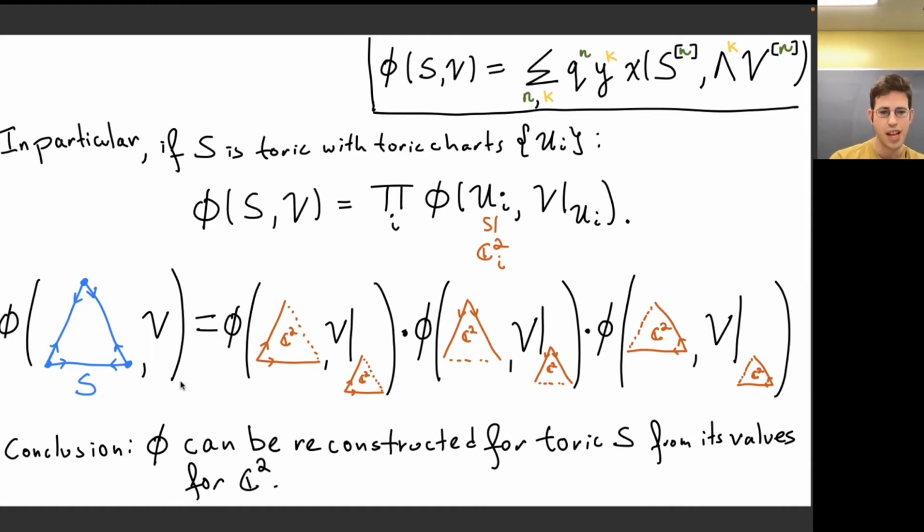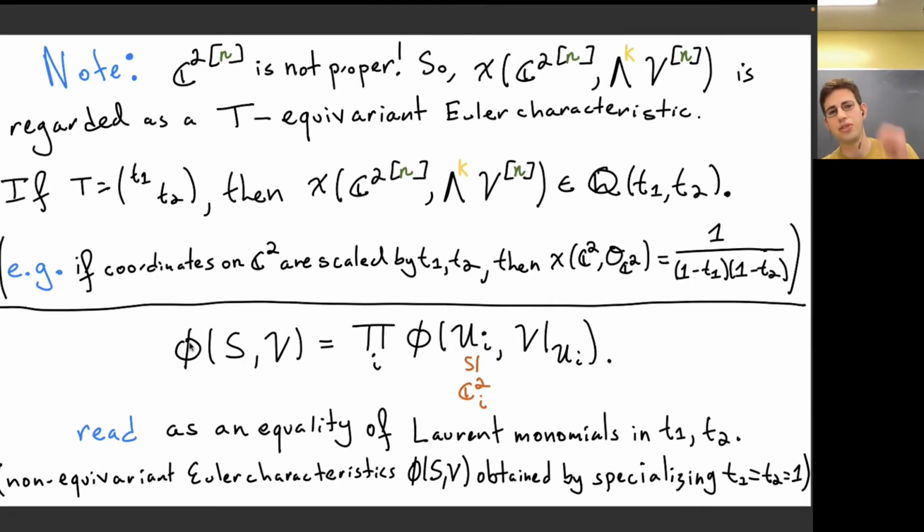Cohomology groups over C2 can possibly be infinite dimensional. So it's important that each of these Euler characteristics is regarded as a T equivariant Euler characteristic. This is because each of these vector bundles now carries a torus action. And so each of these Euler characteristics is a character for the torus. It transforms with this torus T, and the Euler characteristic is the character of the corresponding torus representation.